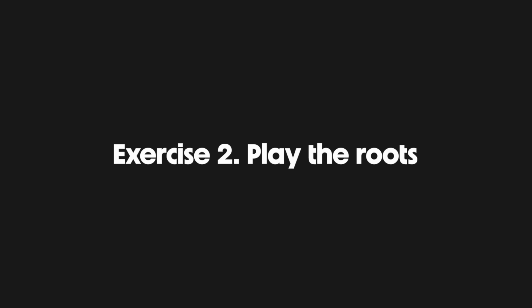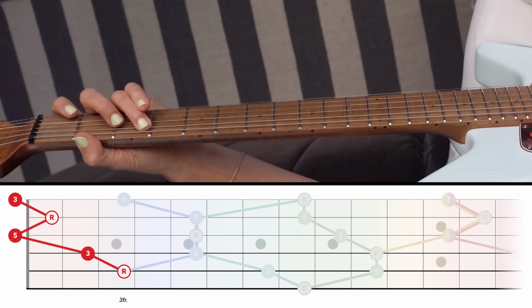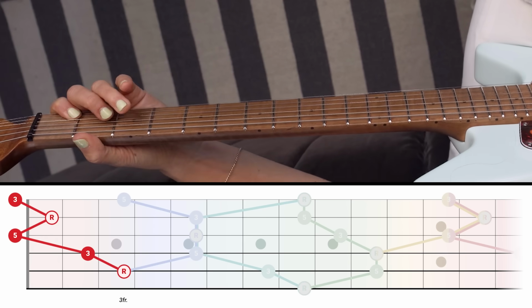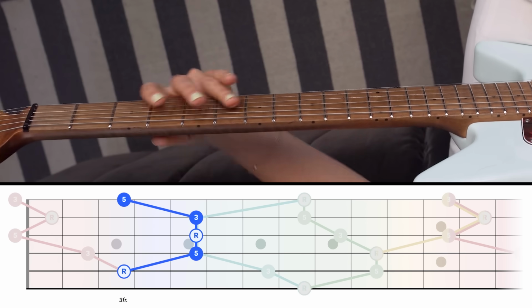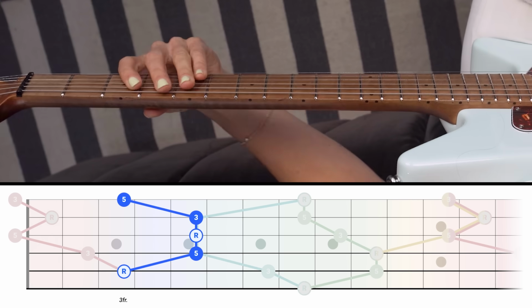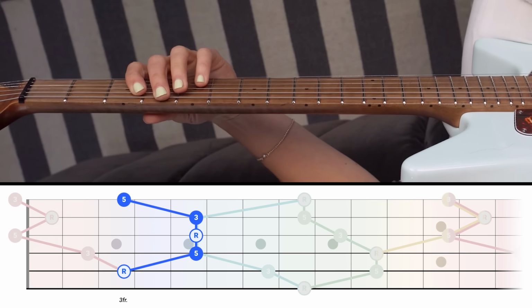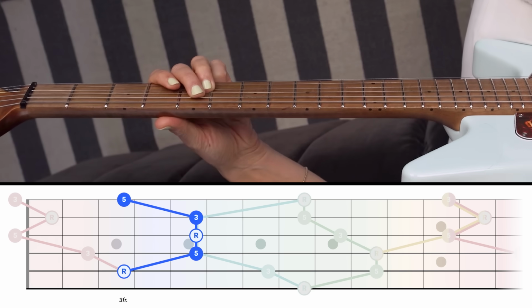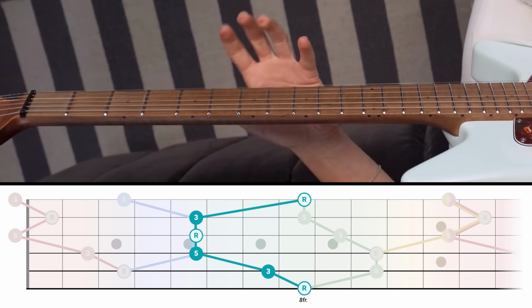Great work. So what we'll do in this next exercise is play our roots in each shape. We'll start with our C shape and play our root on the 5th string, our root on the 2nd string, jump up to our A shape right here and play our root on the 5th string and play that root on the 3rd string. In our G shape, we have 3 roots.